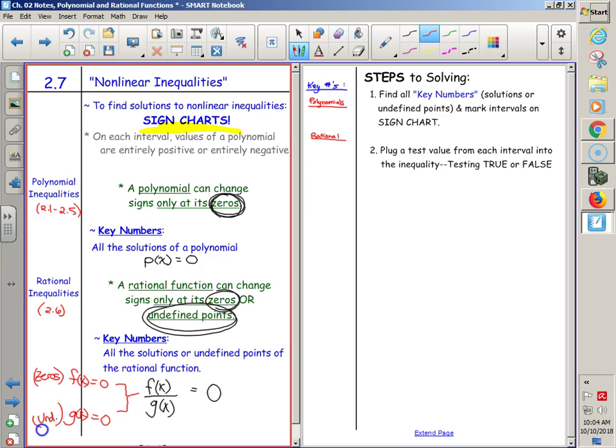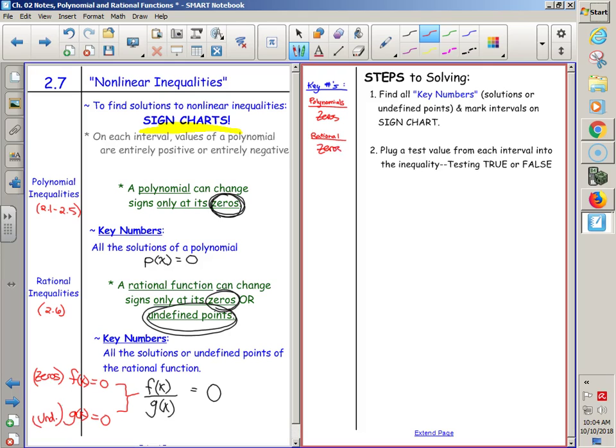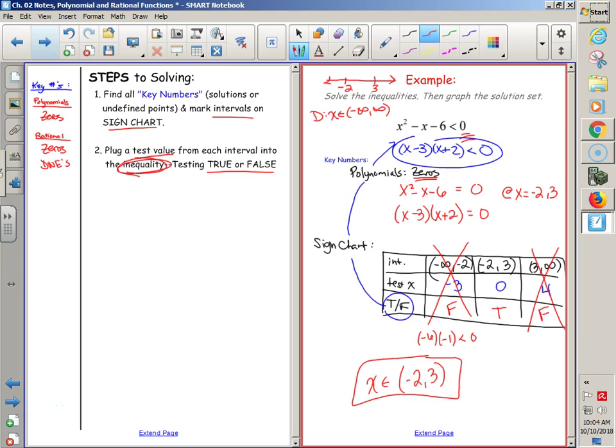So then over here, steps to solving: find all the key numbers. Do I have a polynomial, so I'm just looking for the zeros? Or do I have a rational function, so I'm looking for the zeros and the DNEs, or the undefines? Figure out what kind of function you have, find all the key numbers, make a sign chart with intervals, pick a test value, which we're kind of used to doing for graphing, and then ask yourself, true or false, when you plug into the inequality. So that's what we did yesterday.